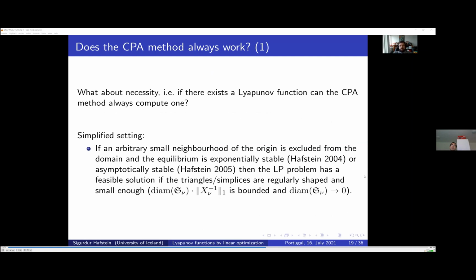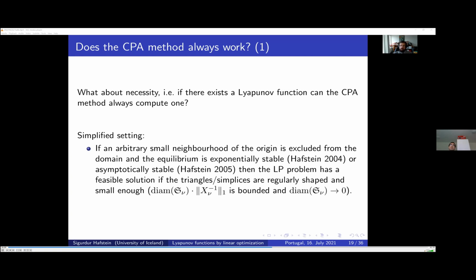So we want to prove that this always works, in the sense that if there is a Lyapunov function for the system, then this method can compute one. And this is true for this method, and it makes it particularly nice. I will first describe it in a slightly simplified setting where we exclude some neighborhood close to the equilibrium point. These were the first results on this problem.